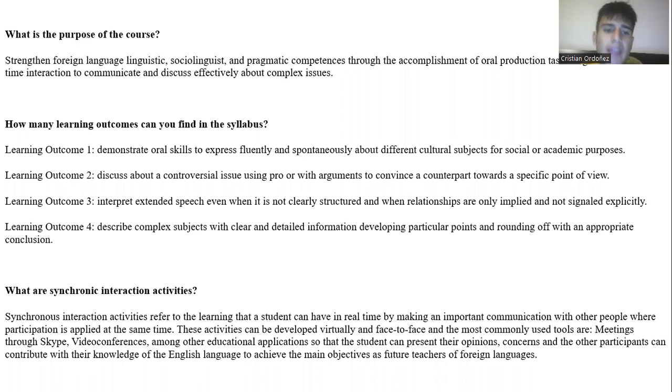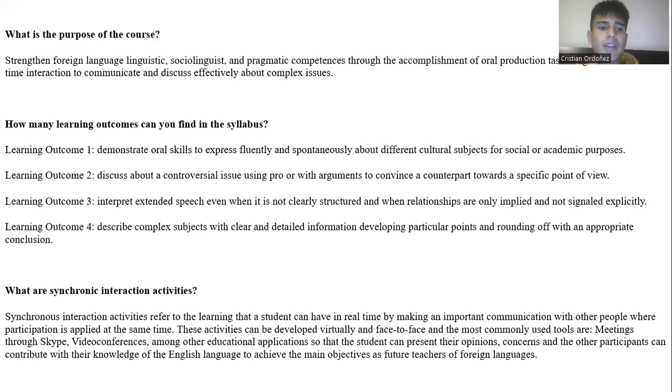Learning outcome 3. Interpret a spoken statement or speech even when it is not clearly structured and when relationships are only implied and not signaled explicitly. Learning outcome 4. Describe complex subjects with clear and detailed information, developing particular points and rounding up with an appropriate conclusion.